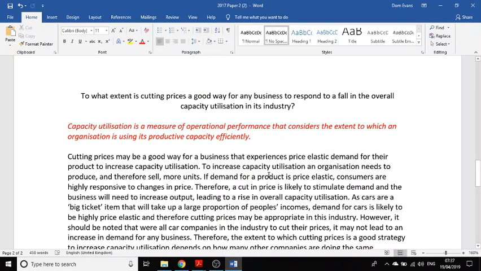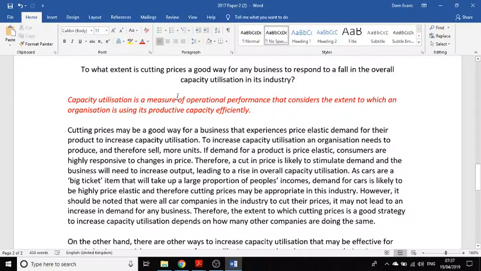So I've had a go at answering the question, and this is what I've come up with. I've put this in red here because you don't need to start with a definition, right? You really don't need to start with a definition, because if you're answering the question, you are going to explain what capacity utilization is in your answer. The only time that you put in a definition is if you were going to skip the question for some reason, and you know what capacity utilization is, but maybe you're going to skip the question, you just want to pick up a couple of marks.